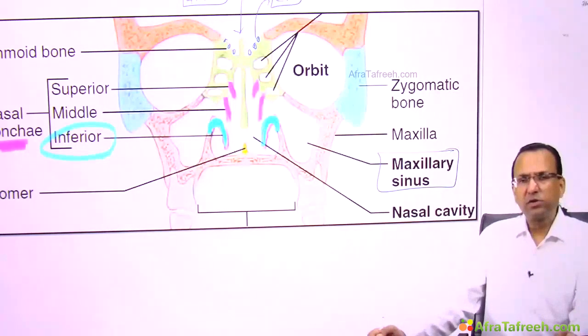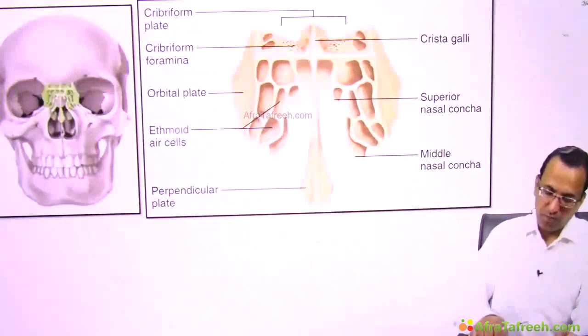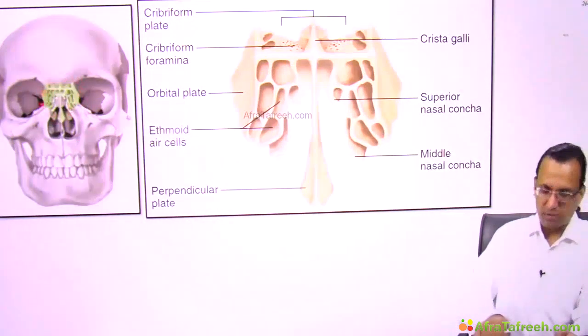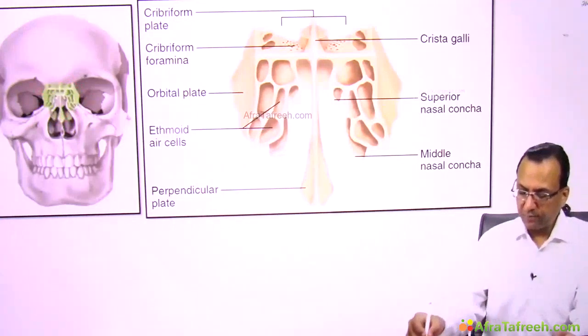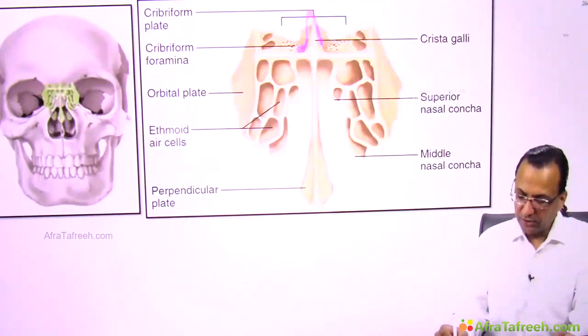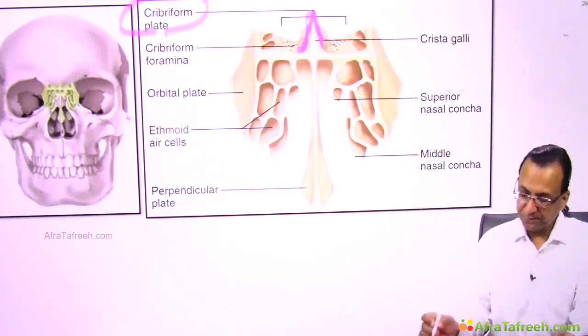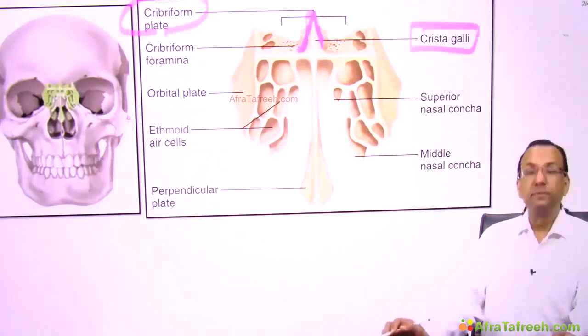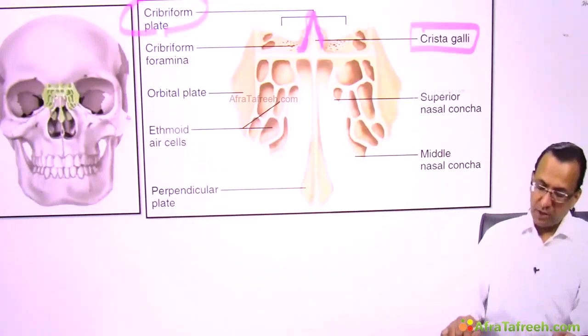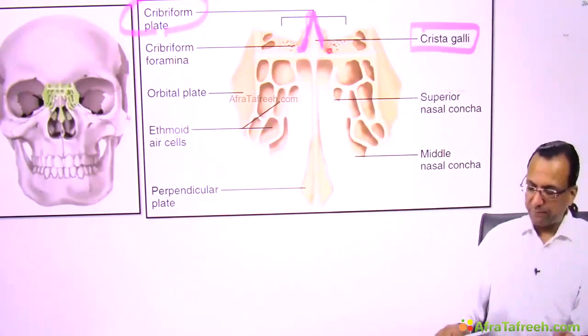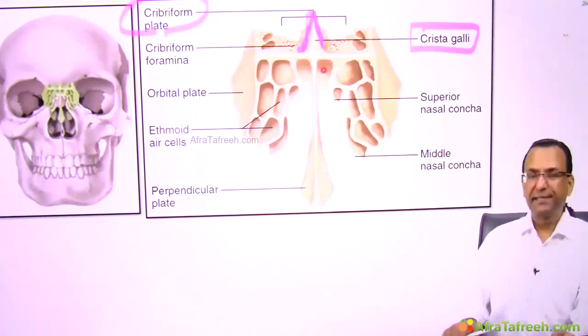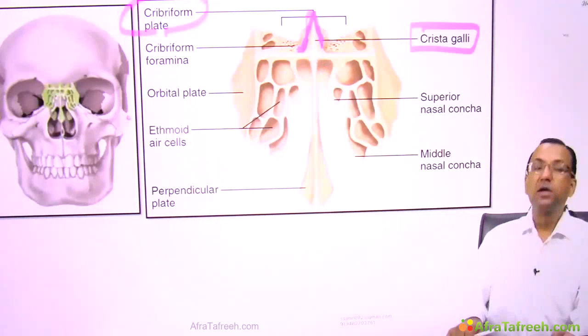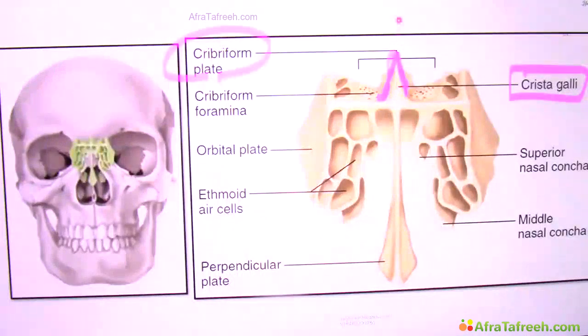Now we are going to talk about the ethmoid bone in detail. So remove the ethmoid bone from here and talk about it. Did you notice that we had a projection, the crista galli, in the midline of the cribriform plate of the ethmoid? The cribriform plate is for the passage of the axons of the olfactory nerve coming from the roof of the nasal cavity, at the floor of the anterior cranial fossa.